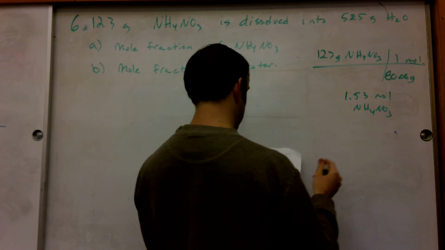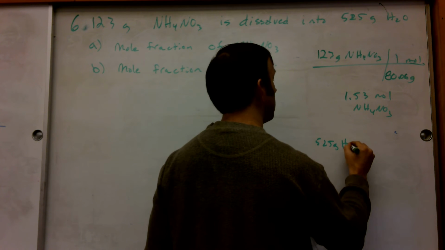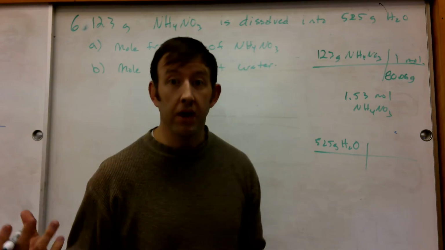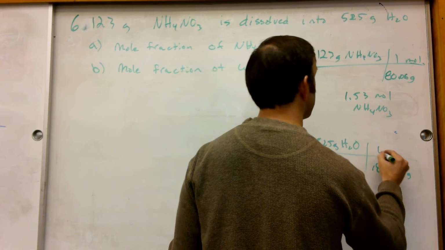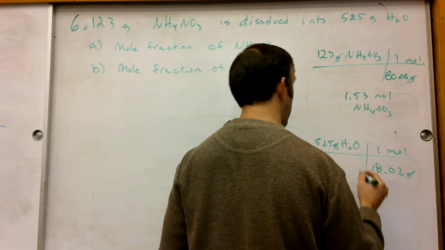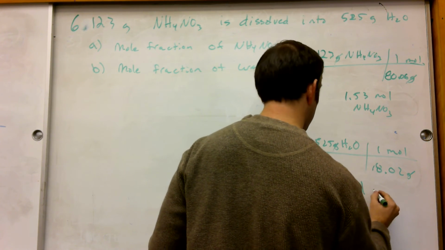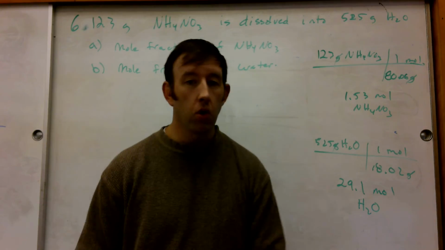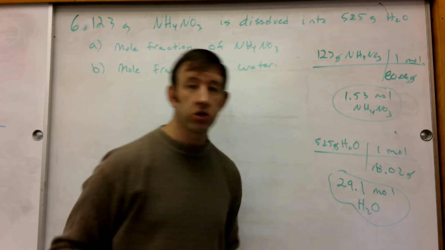Okay, then I'm going to take my 525 grams of water, right? And there are 18.02 grams in a mole, right? So when I divide that, I should get 29.1 moles of water. Okay? So these are the numbers I can use for my mole fraction equation, right?